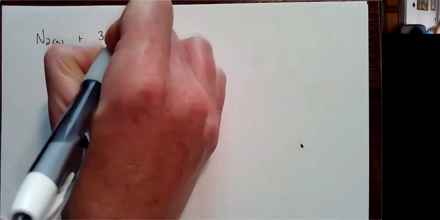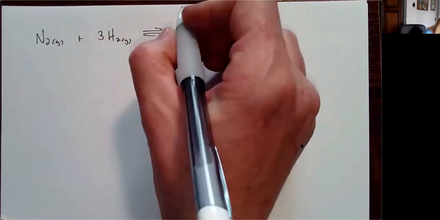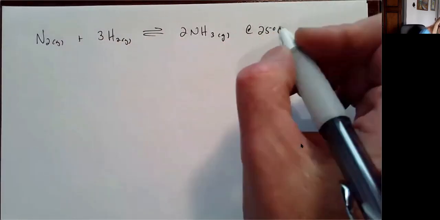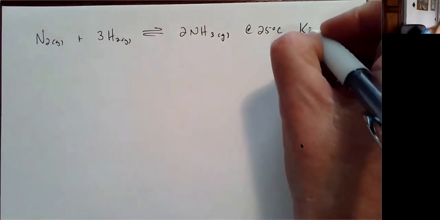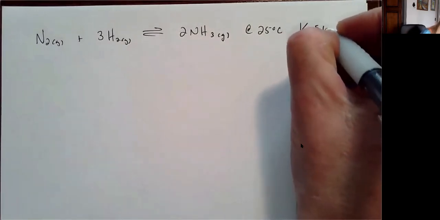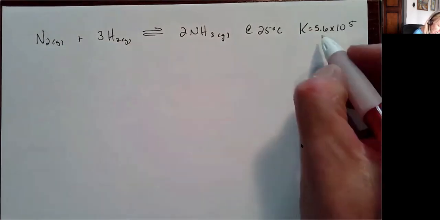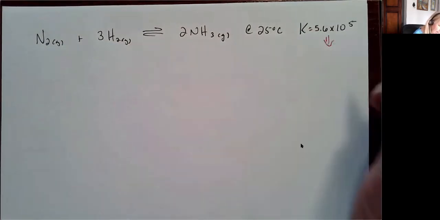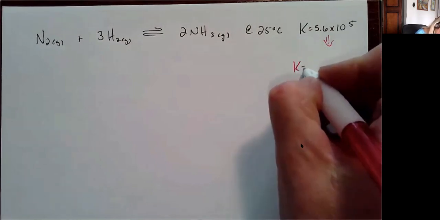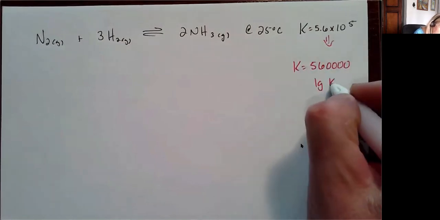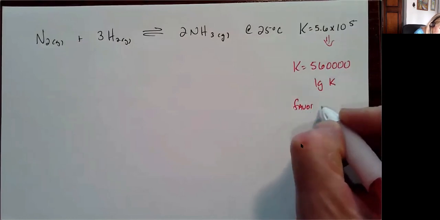Let's say I have this reaction here. Nitrogen gas reacts with hydrogen gas in an equilibrium reaction to form ammonia at 25 degrees Celsius, and my K value at that temperature is 5.6 times 10 to the 5th. So this is a large K. If I were to write that out of scientific notation, K would be 5, 6, and then 4 zeros. That's a large K, which means this is going to favor the products.